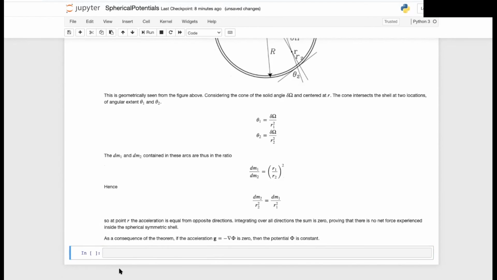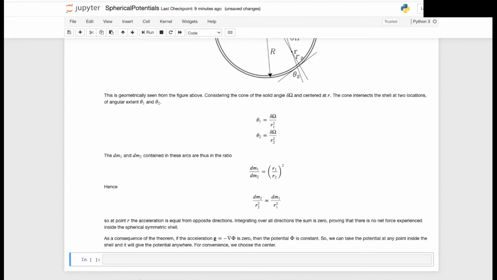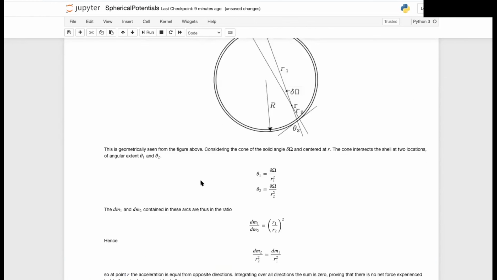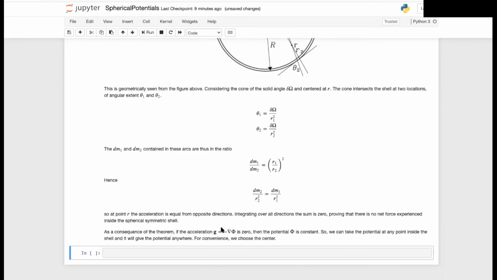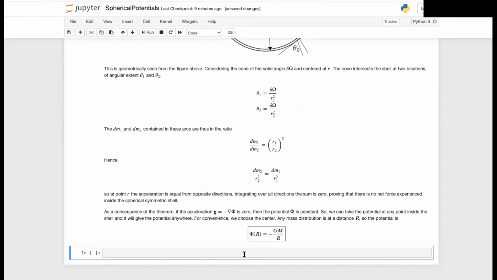Now, as a consequence of the theorem, if the acceleration g, which is minus the gradient of the potential, is 0, that means that the potential is constant. So we can take the potential at any point inside the shell, and it will give the potential anywhere. For convenience, then, we choose the center of the sphere. At the center of the sphere, any mass distribution is at a distance r, so we can easily calculate the potential. So that's the potential inside the shell.